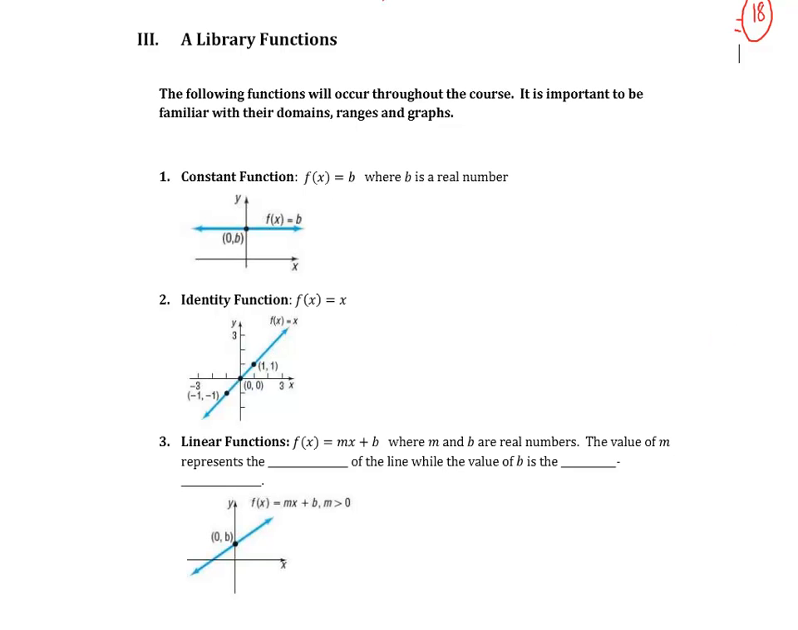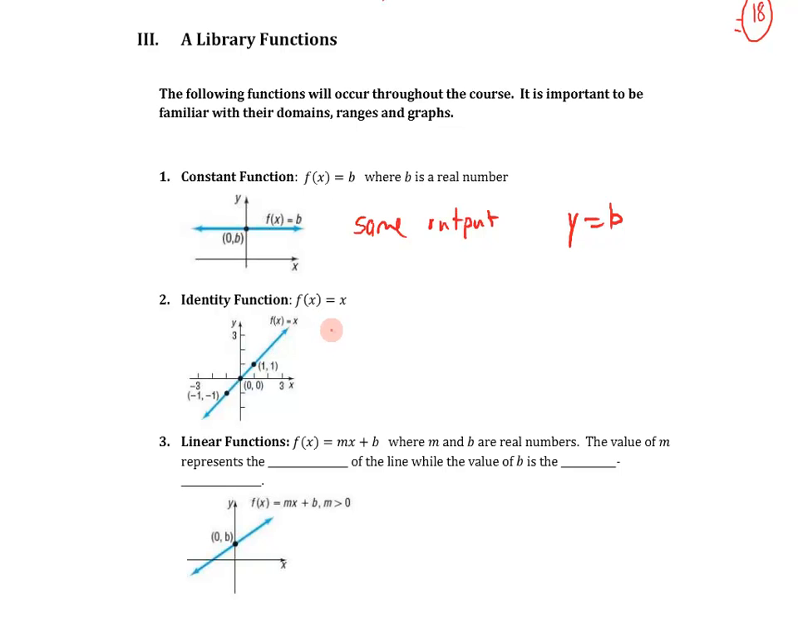What is a constant function? It is a function that no matter what input you give it, the output is always the same. And that graphs as a straight horizontal line. Now this looks just like y is equal to b, which we know is, as a line, a horizontal line whose height is at y equals b.